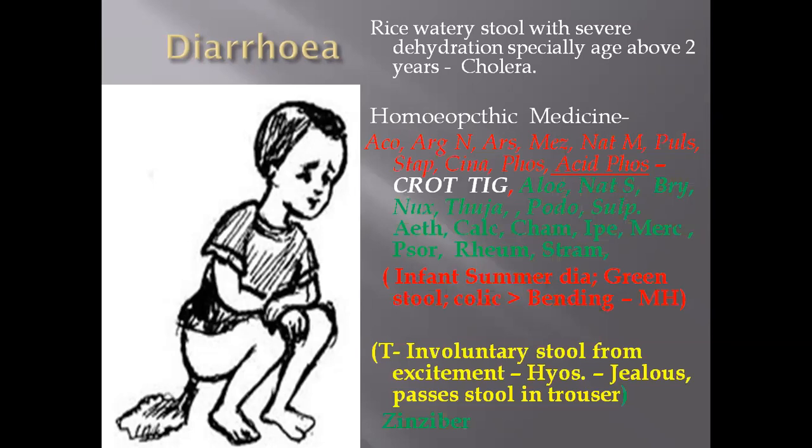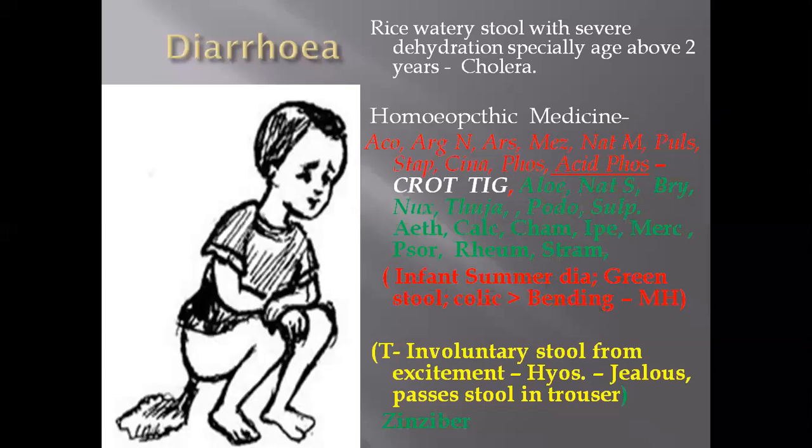The most common homeopathic medicines in case of diarrhea are Aloe socotrina, Natrum sulph, Bryonia, Nux vomica, Thuja, Podophyllum, Sulfur. The most common medicines you will get in your practice, I repeat: Aloe socotrina, Natrum sulph, Bryonia, Nux vomica, Thuja, Podophyllum, Sulfur.